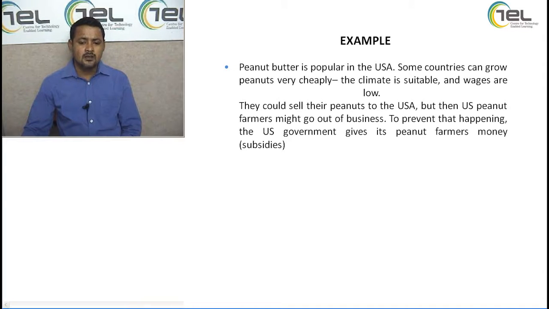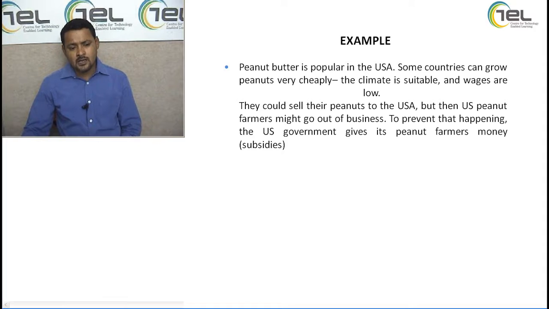For example, in the United States, peanut butter is very popular. Some countries can grow peanut butter more cheaply than the United States. The climate is suitable, like that of Brazil. Wages are also low. They can easily sell this peanut butter to the United States, but then US peanut farmers might go out of business because the cost of production of United States farmers is much more than that of Brazilian ones.